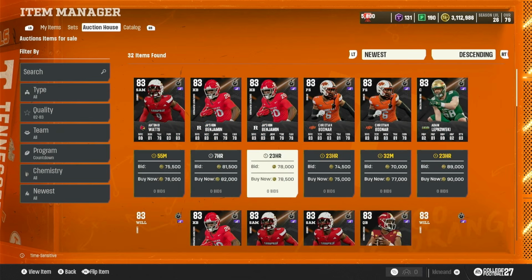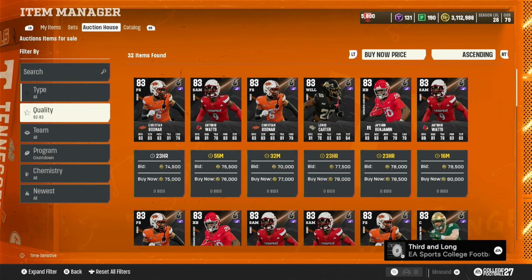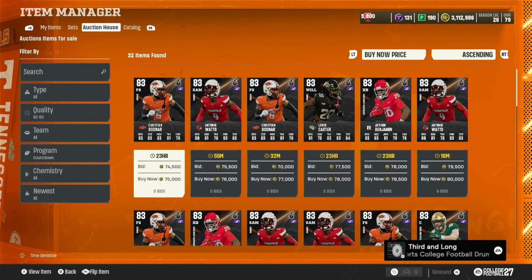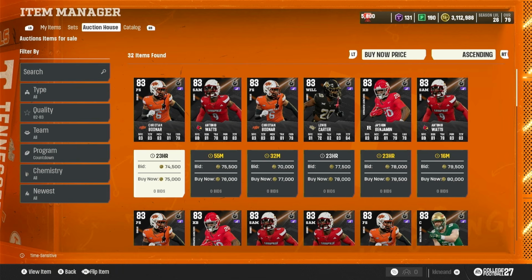As you can see right here, 82 to 83 countdown, and here it is. This is completely filtered down. This is going to be the newest cards, and we're going to be seeing exactly when things go up. Now, it is important to learn how much you should be buying cards for and how much you should be selling.